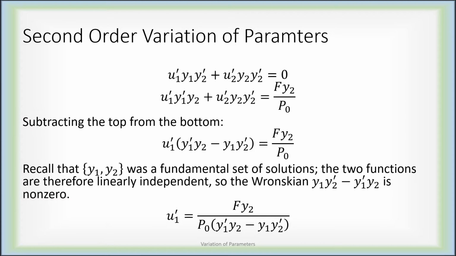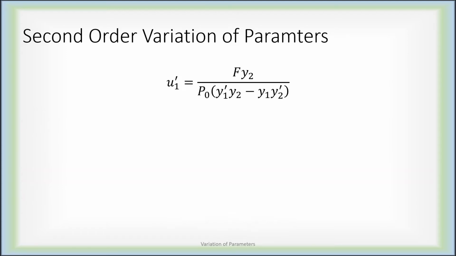So u1 was an unknown function, and it has to satisfy this. So u1, whatever it was, must satisfy its derivative is this expression here, and everything on the right is something that by assumption we know. Capital F and p naught were from the original differential equation, and y1 and y2 were a fundamental set of solutions to the complementary equation.